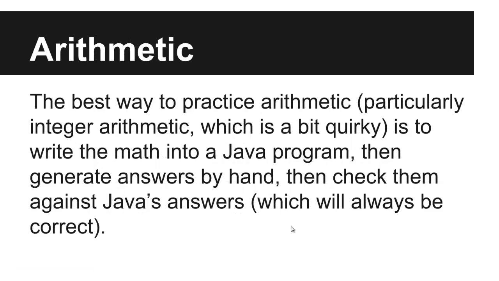Now the best way to practice arithmetic, and especially the integer arithmetic, because that's what we're going to spend most of our time on in this course, is to write the math into a Java program, then generate answers by hand, and then check them against Java's answers. Now Java's answers are always going to be correct. Whether or not Java's answers are the thing that you intend is a completely different matter. But the Java compiler, the Java virtual machine, will always evaluate the math correctly. That is to say, it will always perform the operations exactly as they're written.